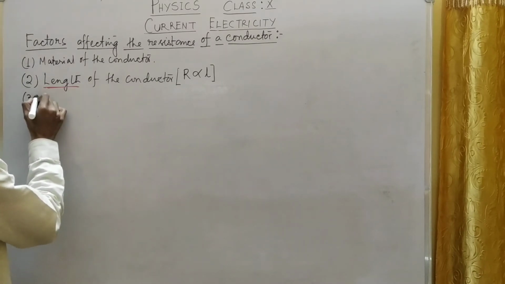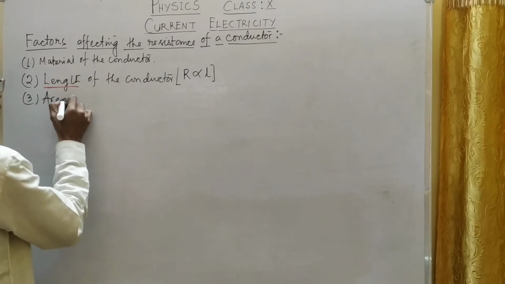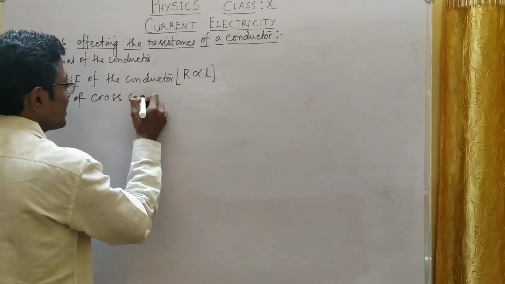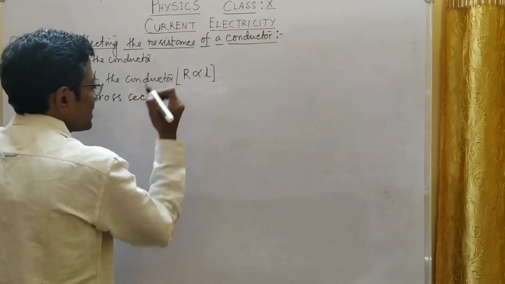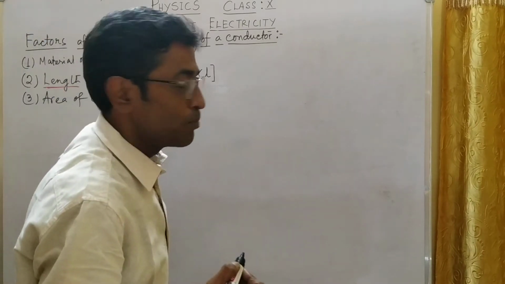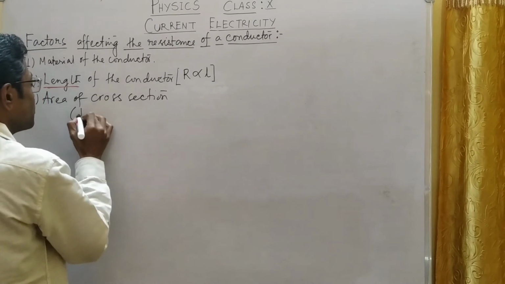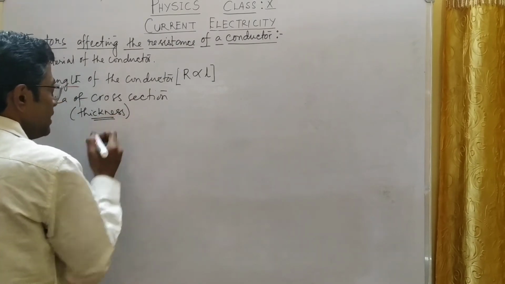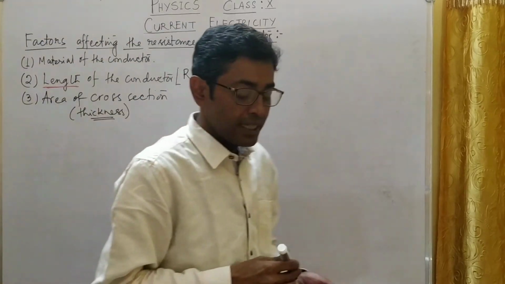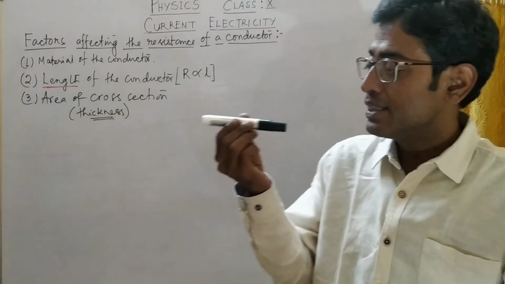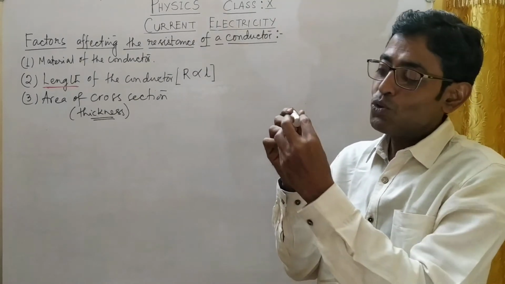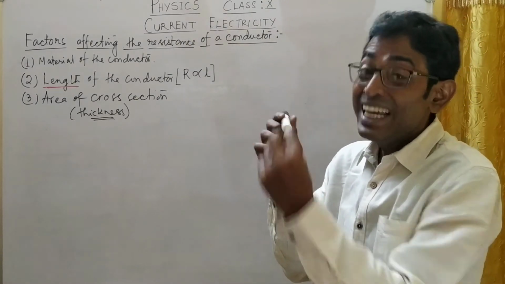Number 3, we can write area of cross section. In some books it is written as thickness of the wire. You can write thickness also. Okay, so now I'll show you what is thickness, what is the cross section. So this is the pen, this is the conductor, this is the cross section. So the more the thickness, the less the resistance.